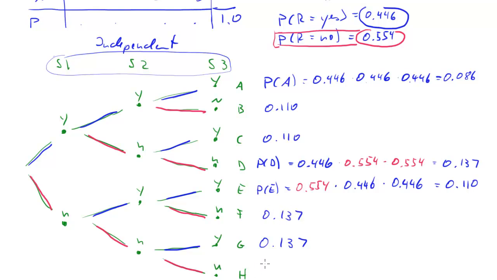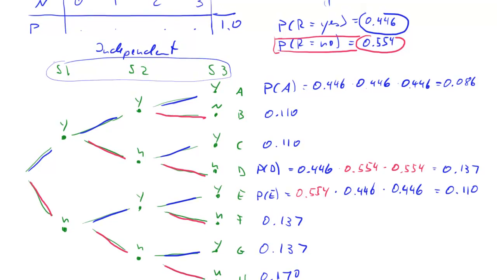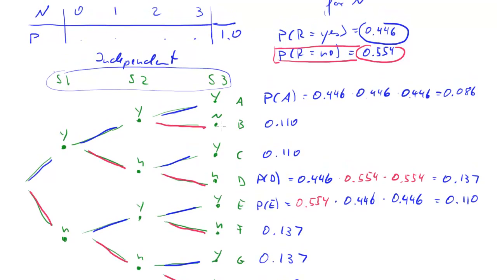And the last outcome, outcome H, we have three no's, and if you calculate this probability, I'll leave that up to you, you should get 0.170. That's 3 times 0.554. So we have all our 8 outcomes. Now, recall we need to fill this table here. Okay, so we need to label our outcomes.